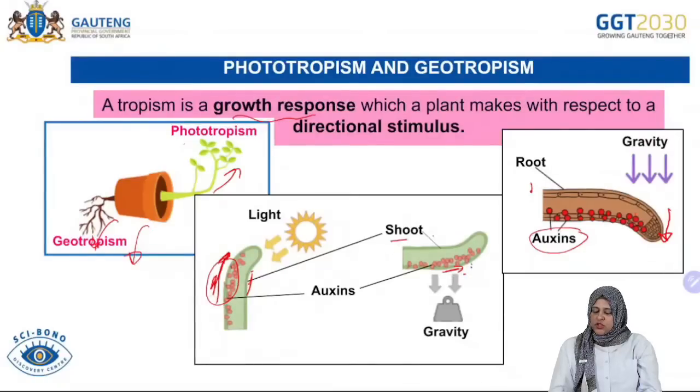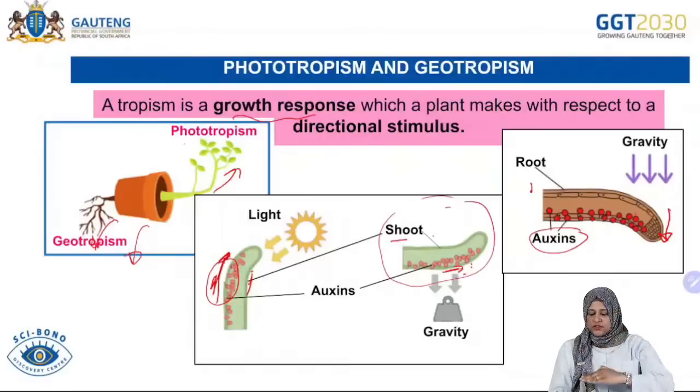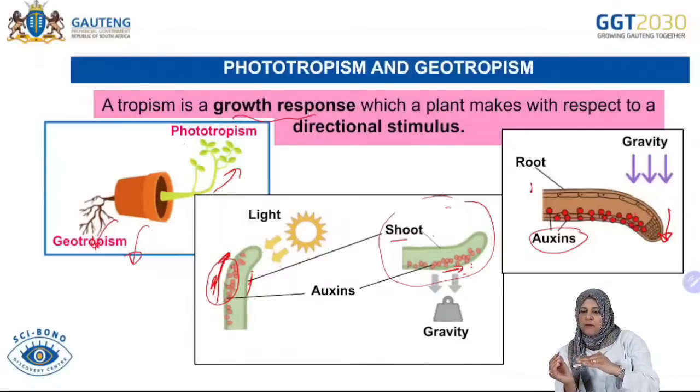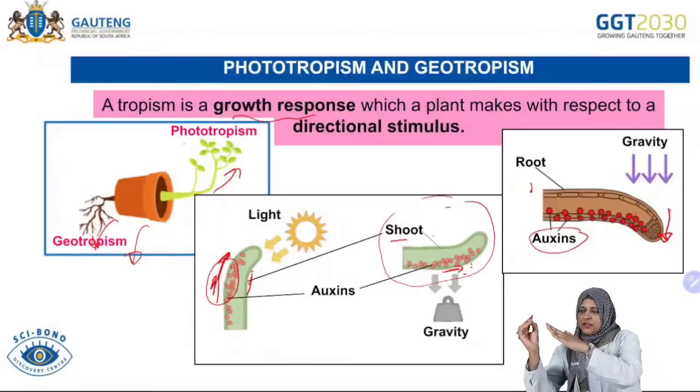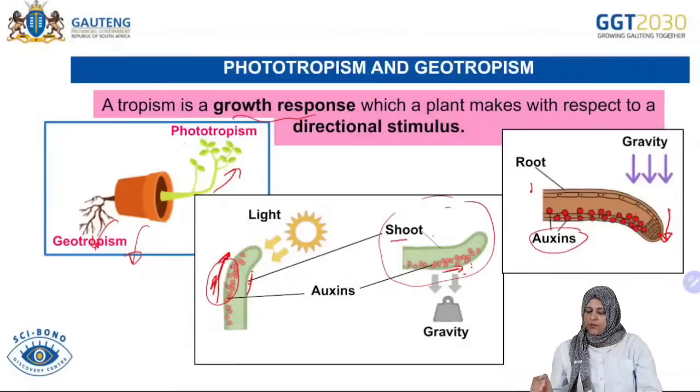So this is also a shoot, and if the shoot is horizontal, then the auxins are going to go down because of gravity. There's no light here, right? We are looking at gravity. The auxins are going to go down. And remember, because it's a shoot, the auxins are going to stimulate growth. So this bottom part is going to grow much faster than the top. And the top is going to try and meet the bottom, and that is going to grow upwards.